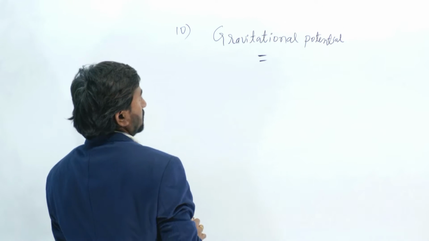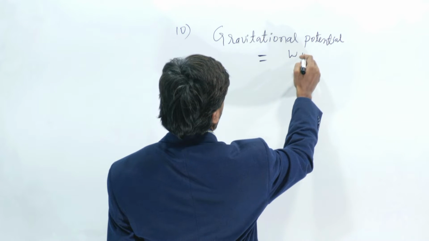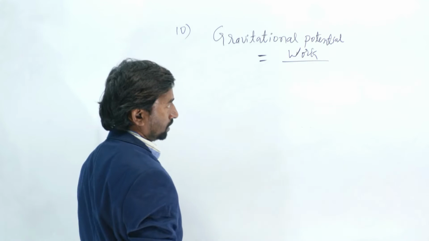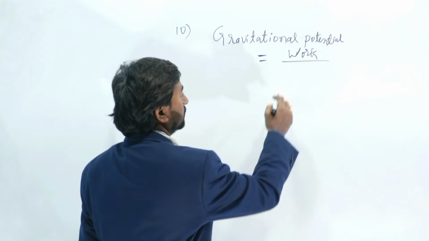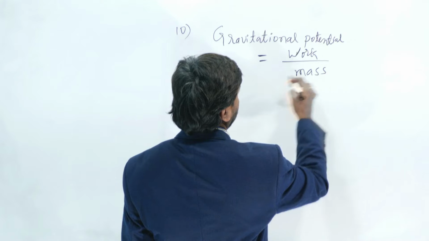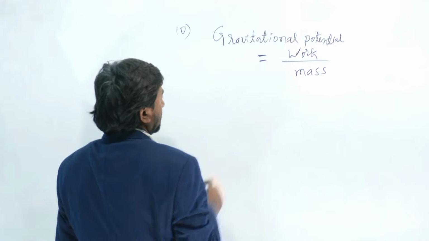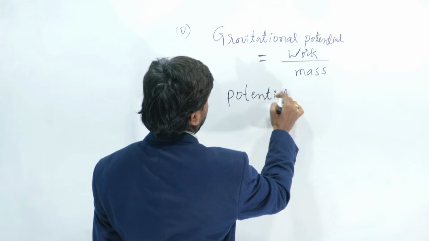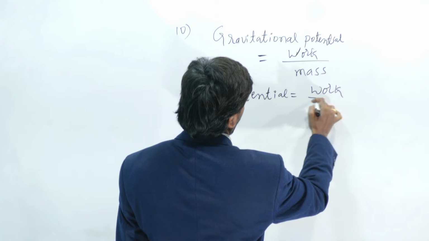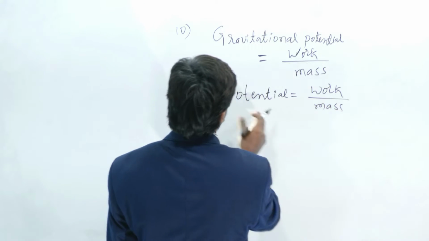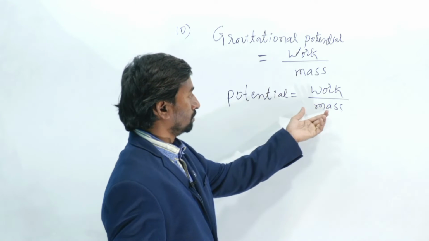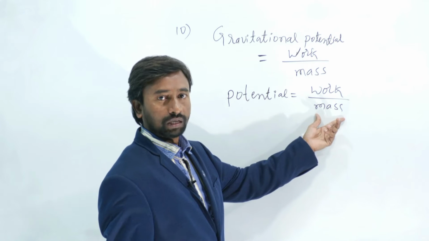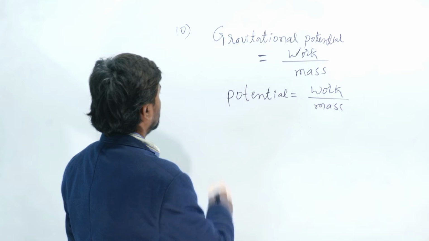Generally, potential is nothing but work done per unit. Gravitational potential is related to mass. So here we can write work done by mass. Suppose for any potential, potential is equal to work by mass. So for gravitational potential, it will be mass here. If it is electric potential, then charge will come there. Like that.